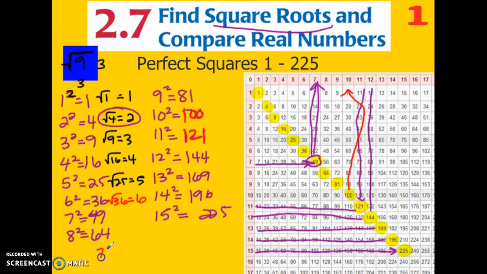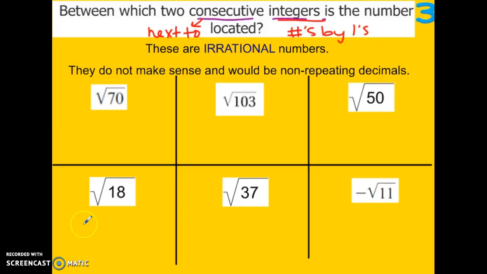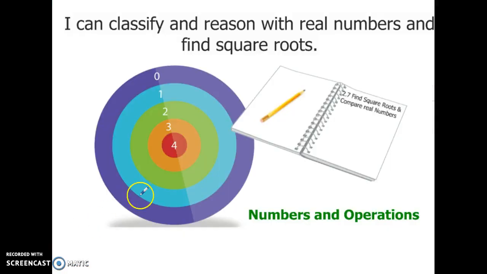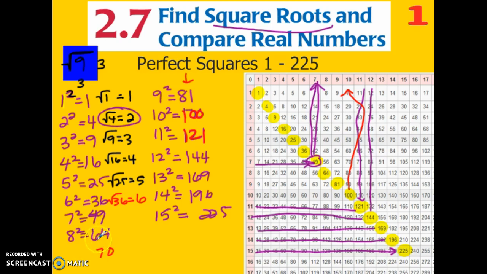Well, I just told you 70 is bigger than 64, but less than 81. So 70 is between 64 and 81. So it's really between the square root of 64 and the square root of 81. Well, we know the square root of 64 is just over here, 8.